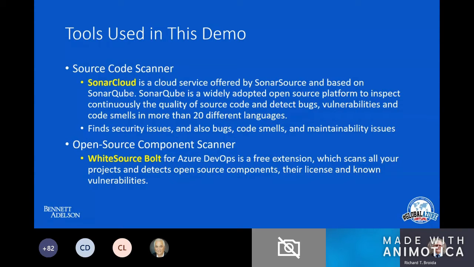So this is going to show you how easy it is to get started using a couple of extremely popular tools. One is called Sonar Cloud, which is part of the Sonar Source product suite. Sonar Cloud is a pretty big deal, and I'm going to just show you a little bit of what it can do in this demo, but it's very easy to get started. And then White Source Bolt is a tool that analyzes the open source libraries and components that you're including in your app, and it looks at them for security problems and also for licensing issues.